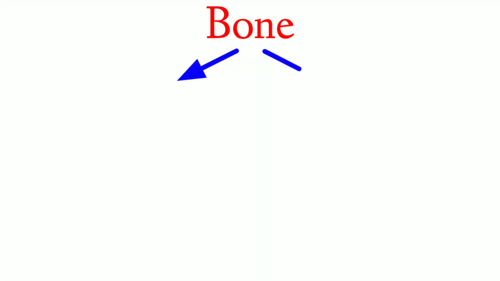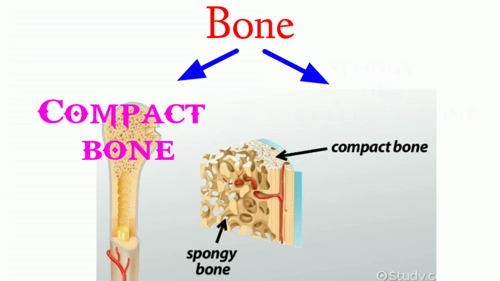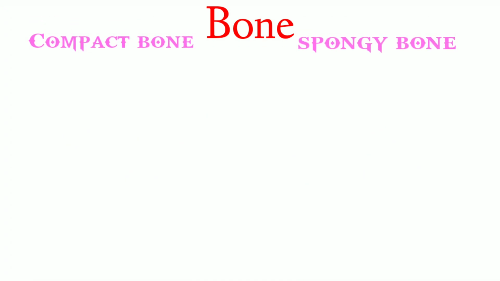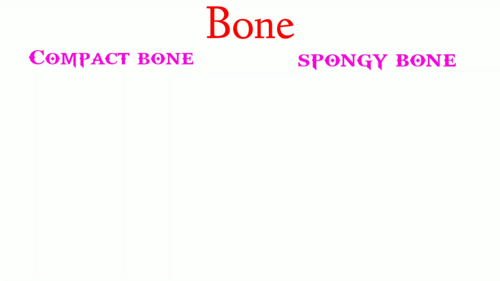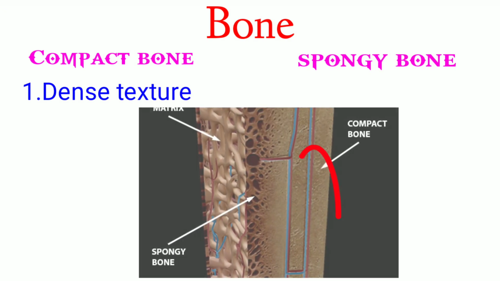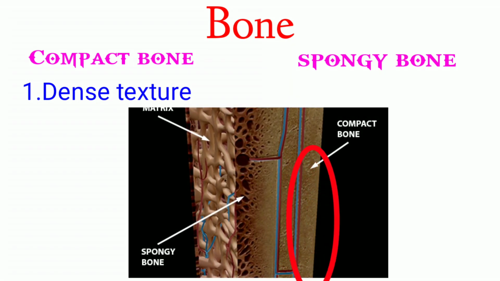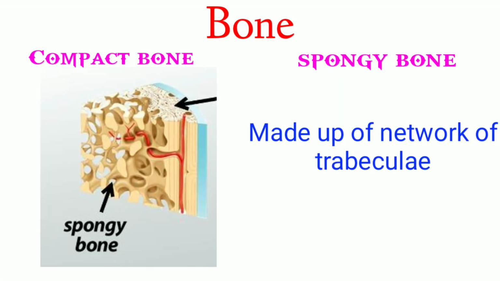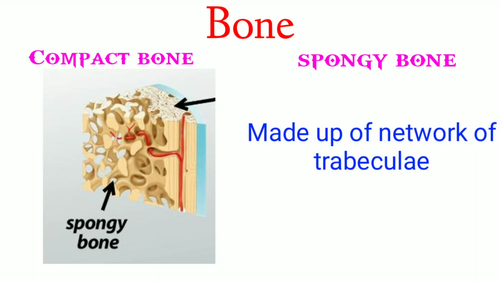Now the next point is that bones exist in two forms. One is compact bone and the other is spongy bone. Now let's see the features of compact bone and spongy bone. Compact bone is dense in structure and a solid mass. Spongy bone is not a dense mass. It is made up of a branching network of trabeculae. Trabeculae are nothing but a mesh-like network of small bones with pores. The pores of spongy bone contain bone marrow.